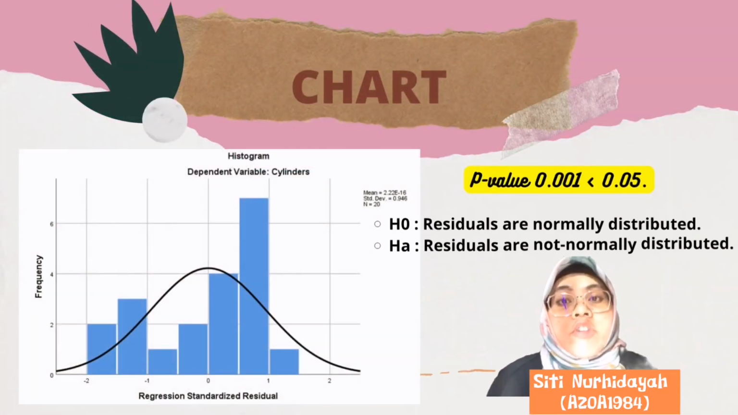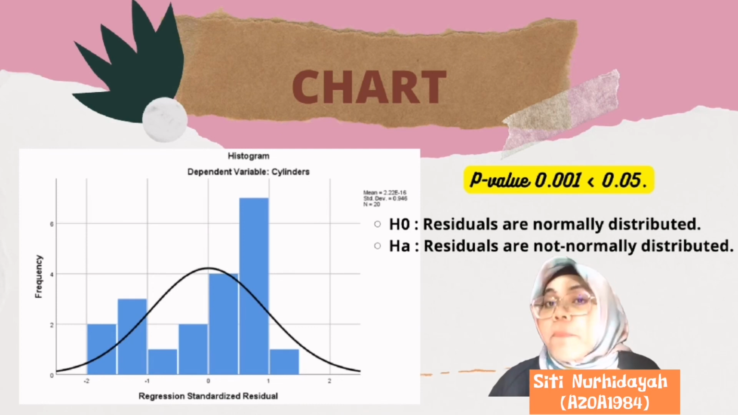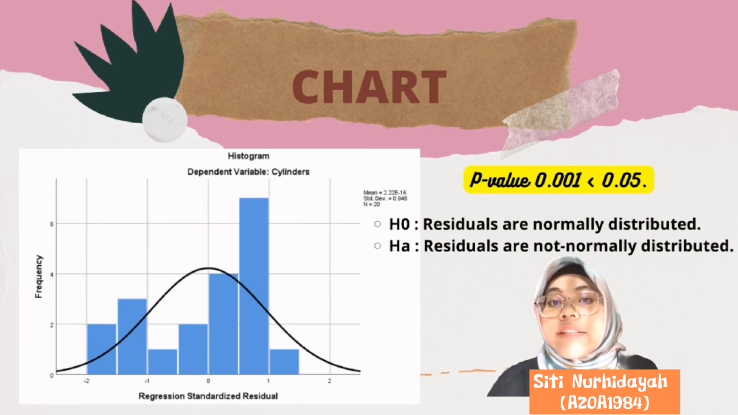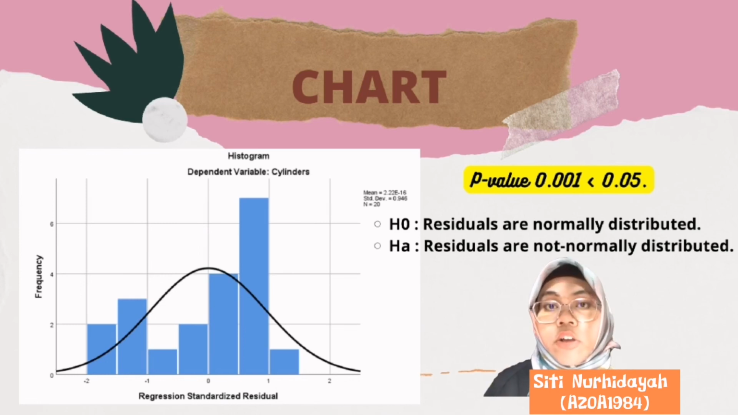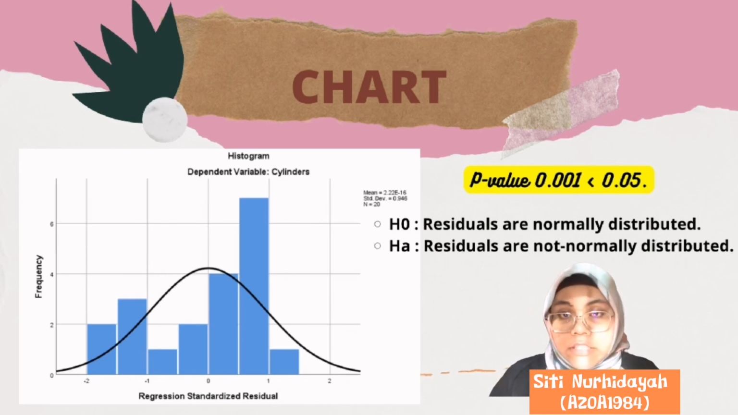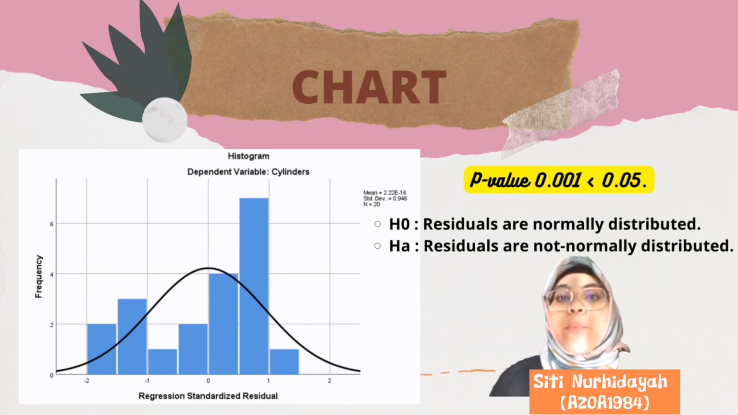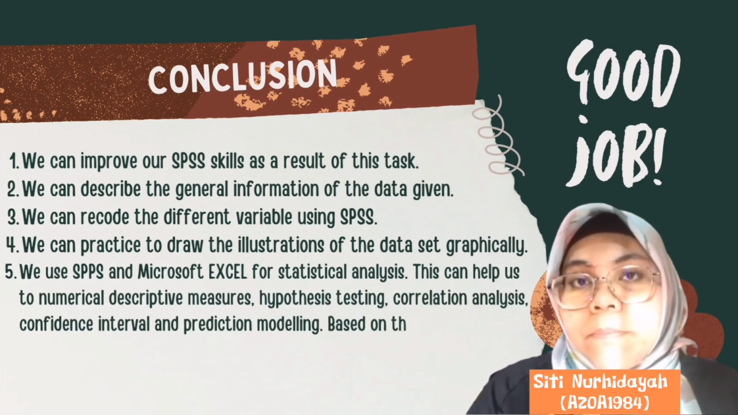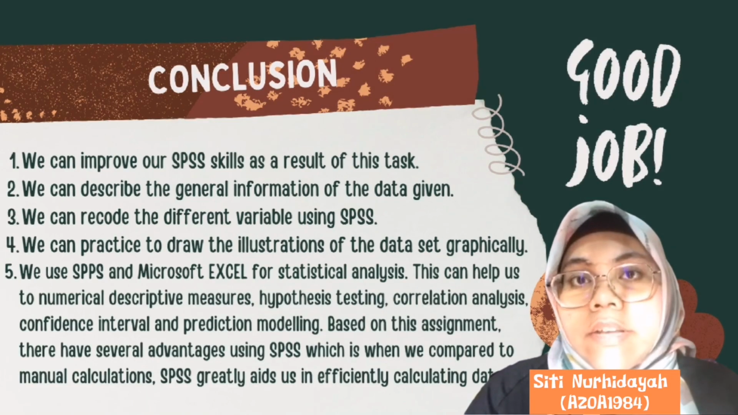Based on this normality table, the histogram of residuals shows that residuals have a nearly bell-shaped normal distribution. This is supported by the p-value of the Shapiro-Wilk test, where the p-value 0.001 is lower than 0.05. Note that the hypotheses of Shapiro-Wilk are as follows: H0, residuals are normally distributed; HA, residuals are not normally distributed. Ironically, we can improve our SPSS skill as a result of this task.